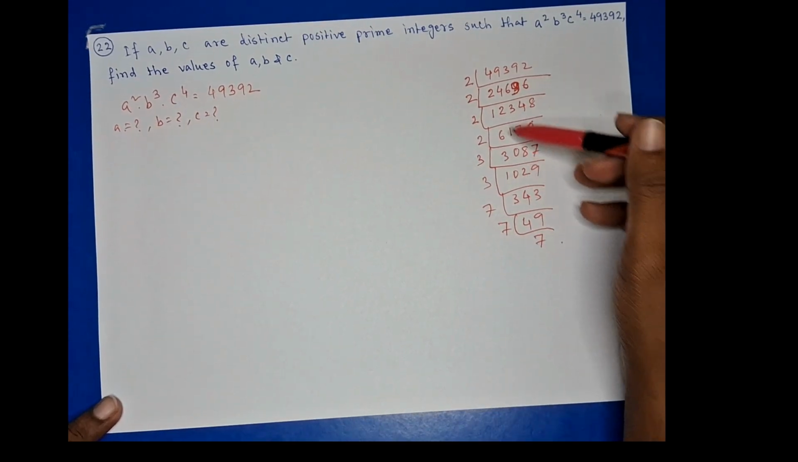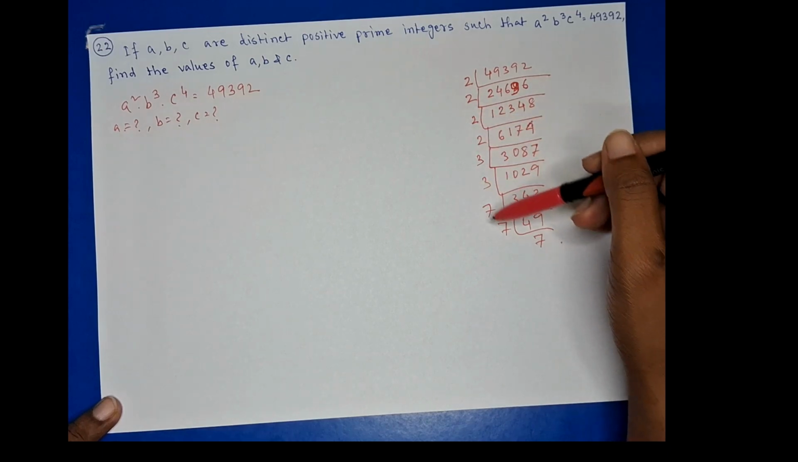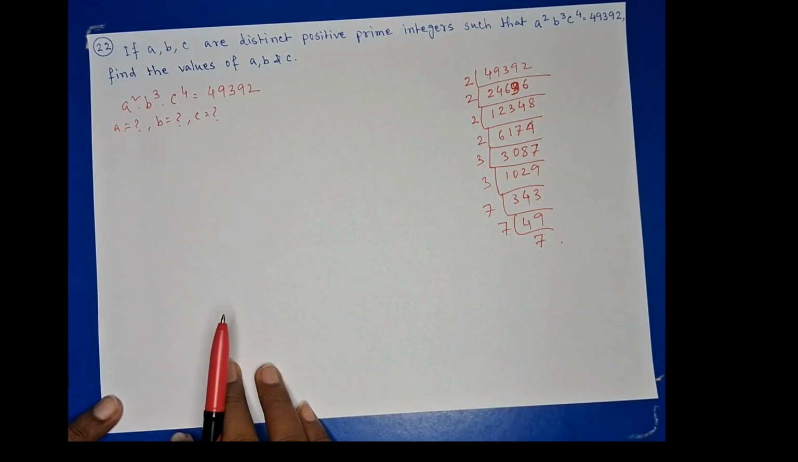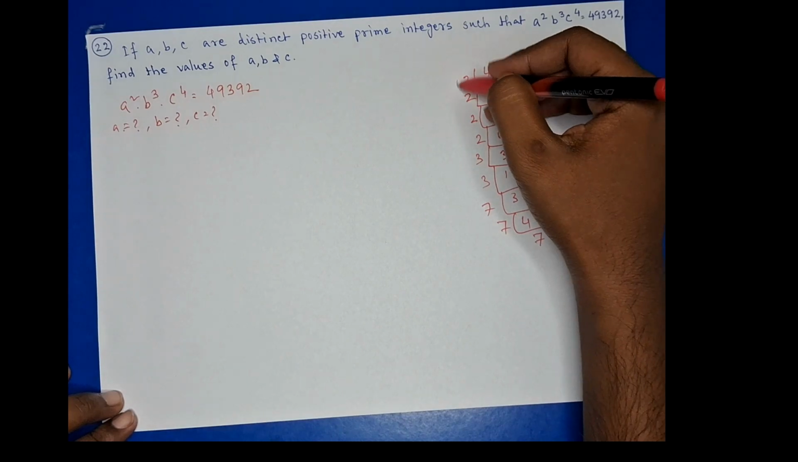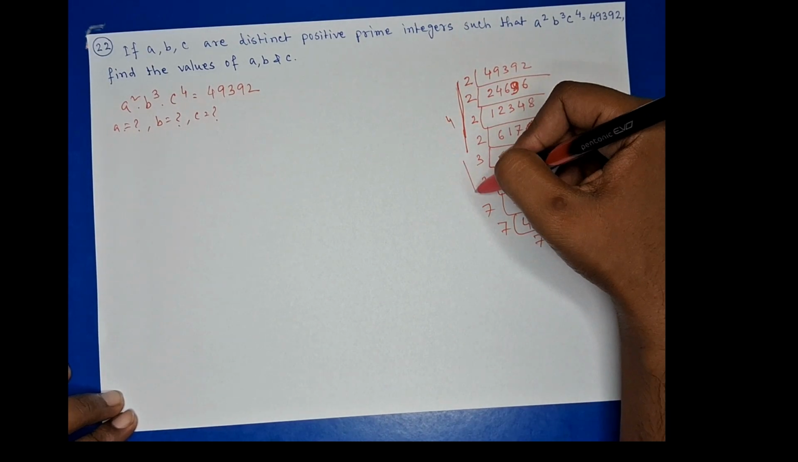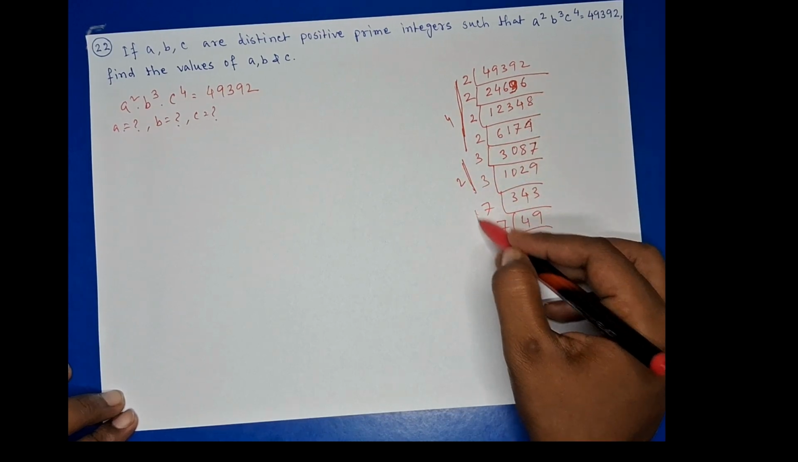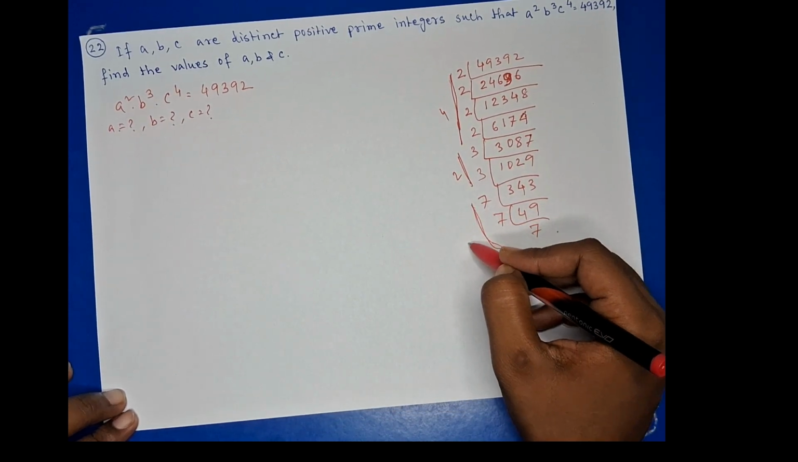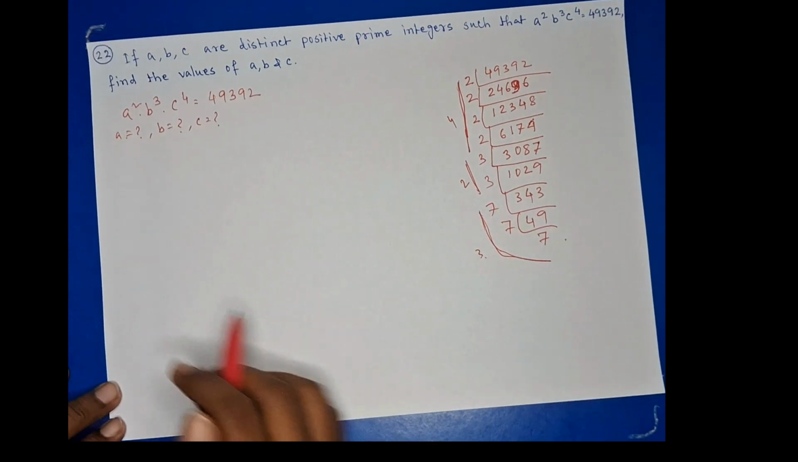So by prime factorization, we are getting these are the factors. So how many 2's are there? Total 4 numbers. How many 3's are there? Total 2 numbers. And how many 7's are there? 3 numbers. All are prime numbers. Okay.